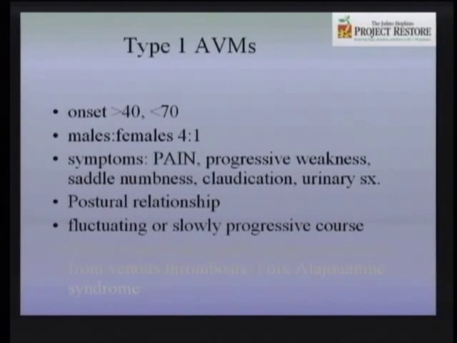There's another type of vascular malformation that you need to know about. This is called an AVM, arteriovenous malformation. It really occurs only in people over the age of 40, usually only in males, and it presents with pain, progressive weakness, numbness in the buttocks and perineal area, claudication, which means pain on walking, and urinary urgency. It is a slowly progressive or stuttering course over years.